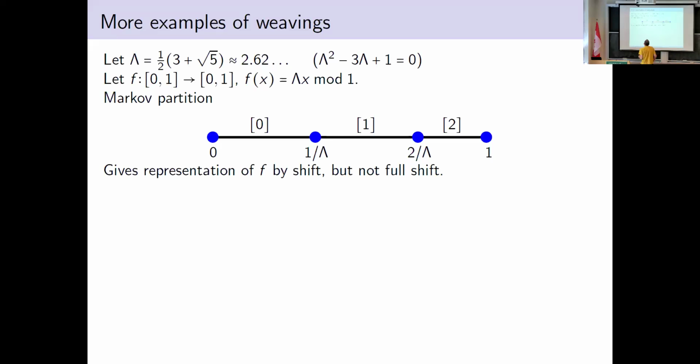And so I have my Markov partition. From this Markov partition, I get a representation by the shift, but it's not the whole shift, because the map here is not surjective. So a 2 can never be followed by a 2. A 2 will always be followed by something that's less than 2. I can tell you exactly what the subshift is, but let's not worry about this here.